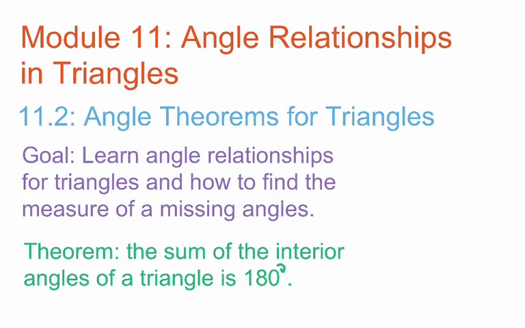That concludes our lesson on 11.2, angle theorems for triangles. Hopefully at this point you're able to understand angle relationships for triangles and how to find the measure of a missing angle. Any questions? Write them down and we can go over them together in class.